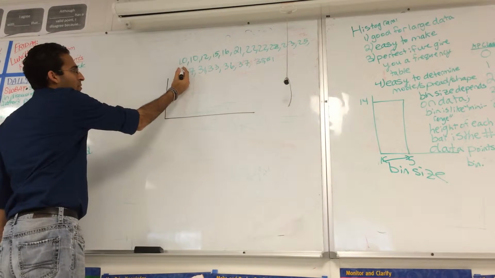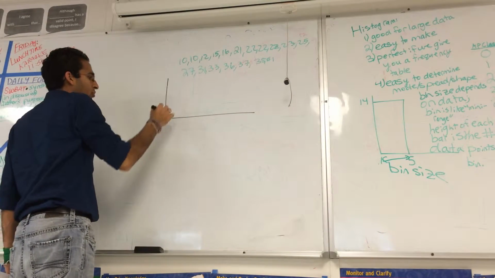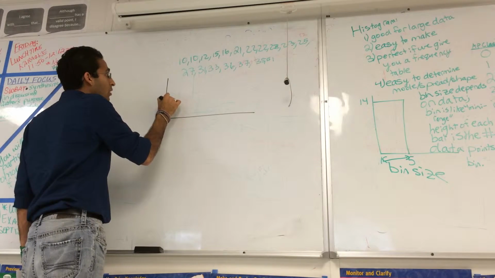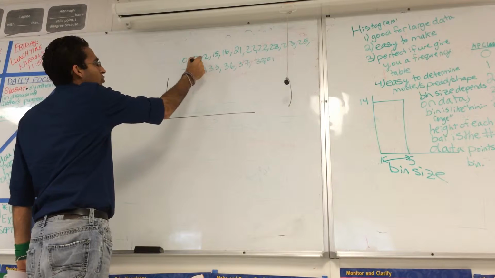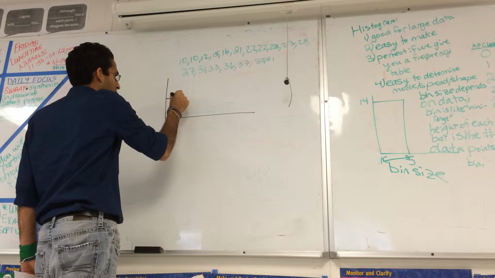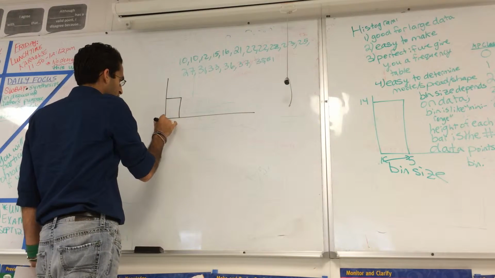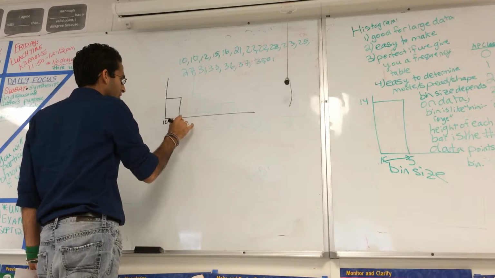Okay. So from 10 to 15, or I should probably go, yeah, 10 to 15. So 1, 2, 3, 4 numbers are there. So this will be 10, this is 15.